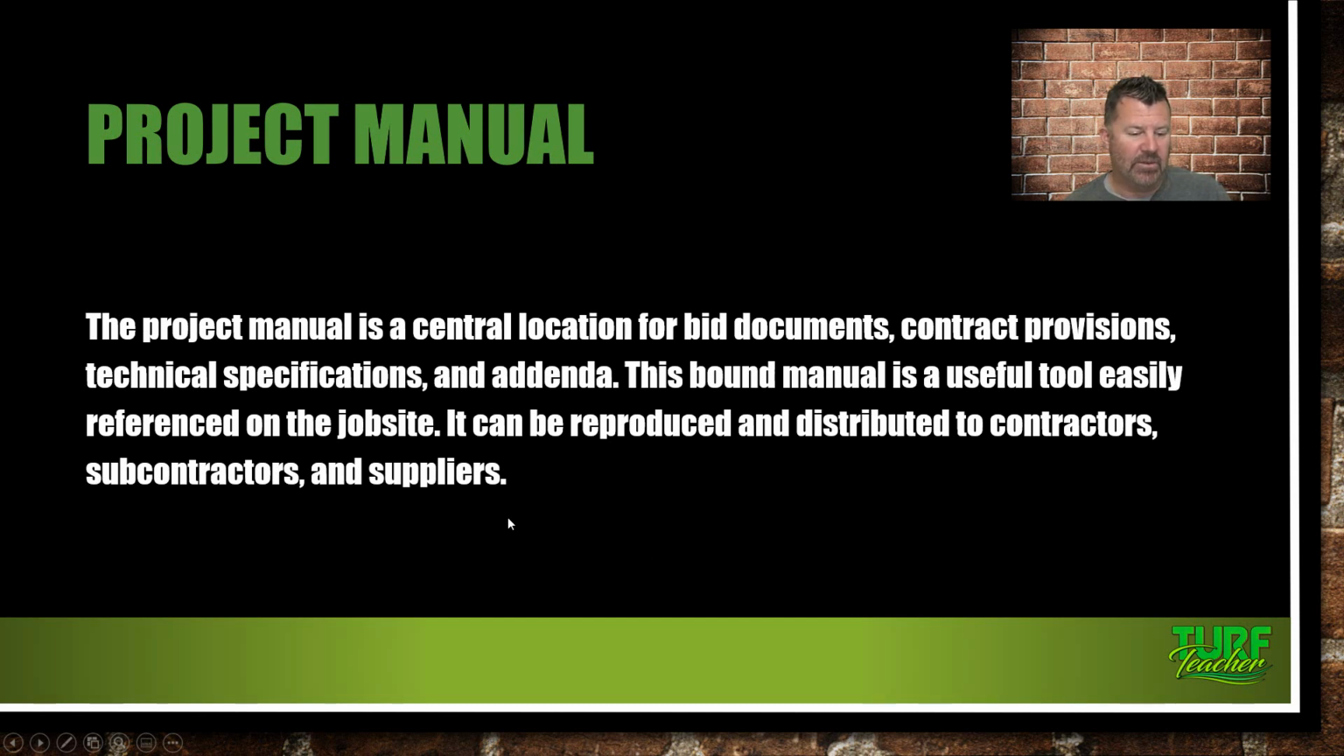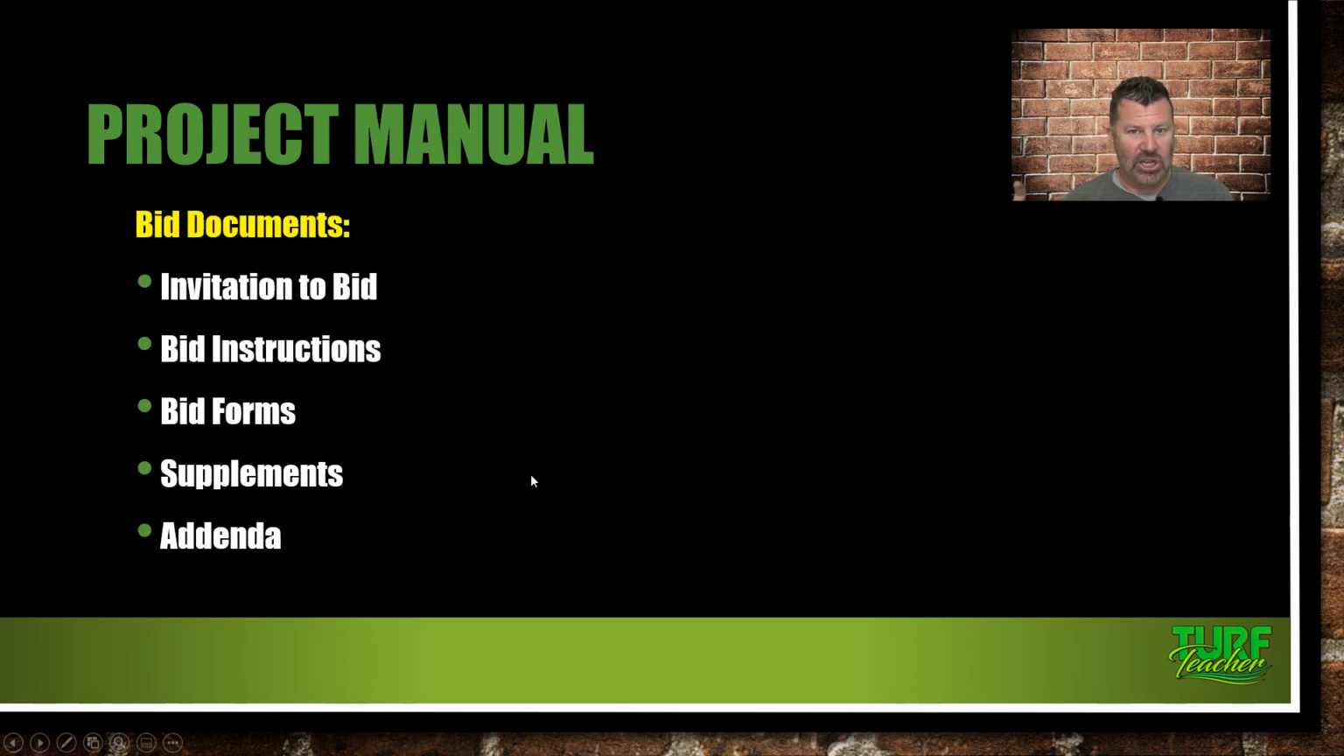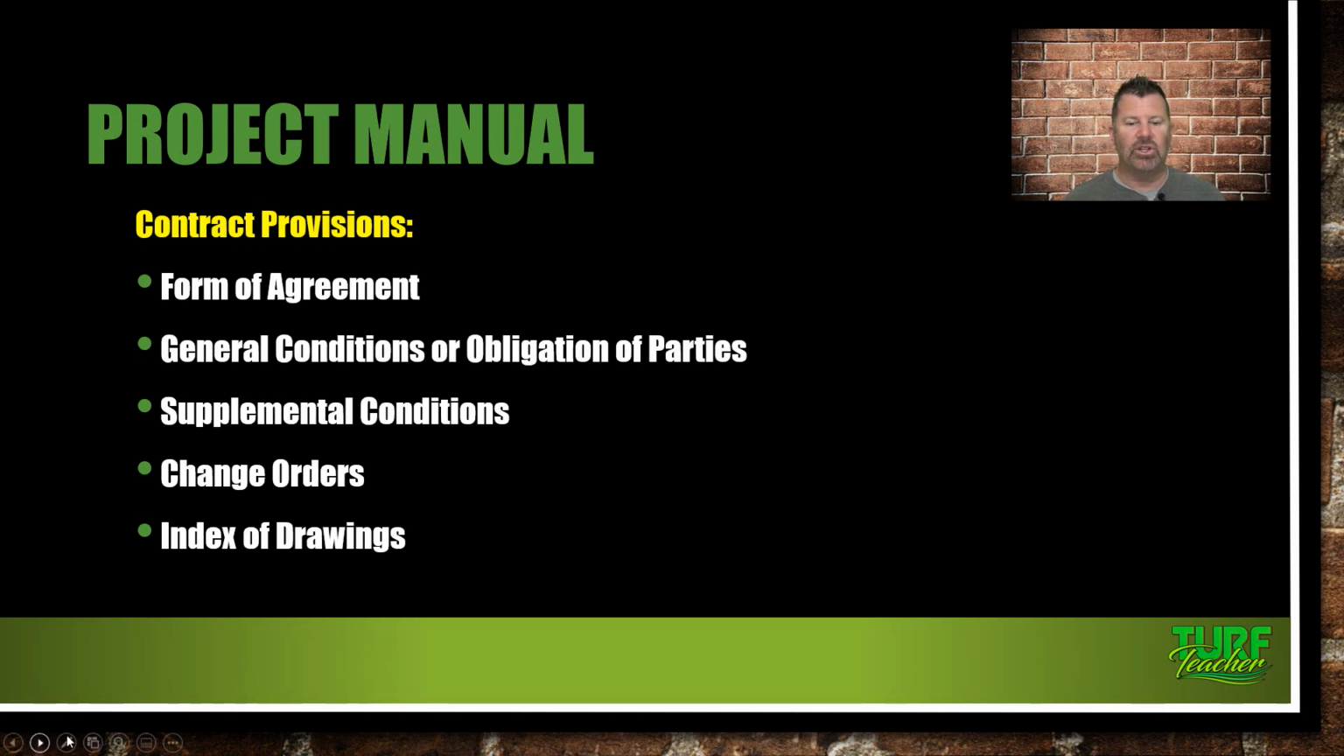They may have like a website that you can log into. I remember there used to be online Dodge rooms, and then there would be online plan rooms and stuff like that where you could see this information. And if it's housed by a neutral party, you can't have this sneaky GC go in and change this stuff. But it's going to contain invitation to bid, bid instructions, bid forms, supplements, and the addendum.